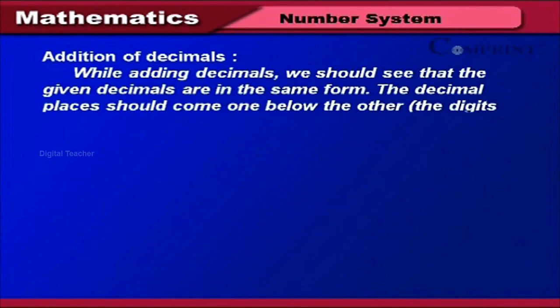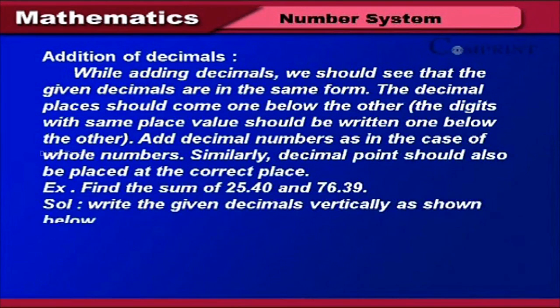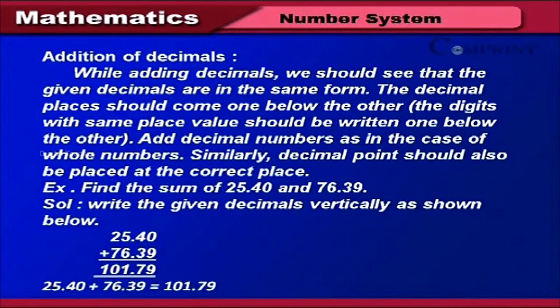Addition of decimals. While adding decimals, we should see that the given decimals are in the same form. The decimal points should come one below the other. The digits with the same place value should be written one below the other. Add decimal numbers as in the case of whole numbers. Similarly, decimal points should also be placed at the correct place.